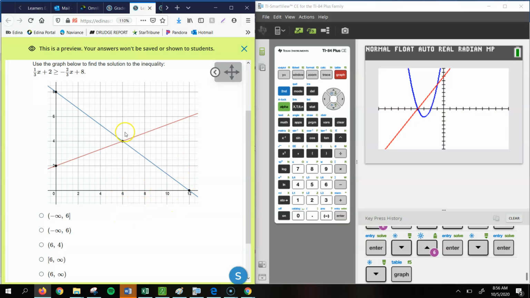Now we have to figure out which one of these bottom two it is. Is it a bracket or a parenthesis there at 6? Going back to our inequality here, it's greater than or equal to. That means the point where x is 6 would be included. If it just said greater than, that means that 6 would not be included. So we would have this one here as our solution.